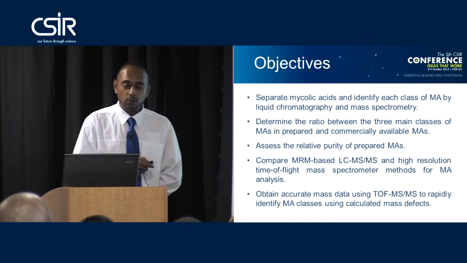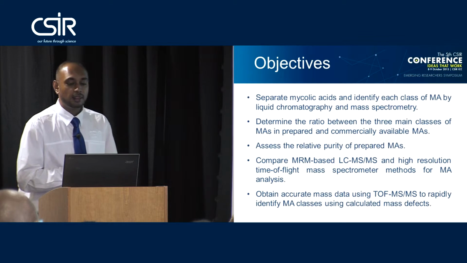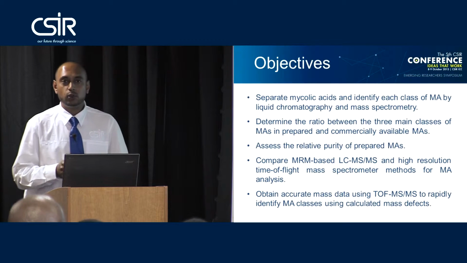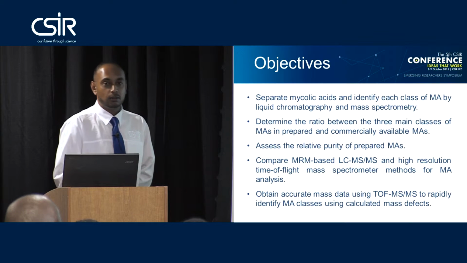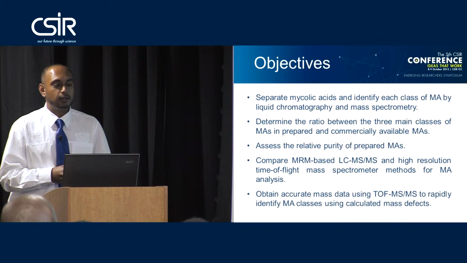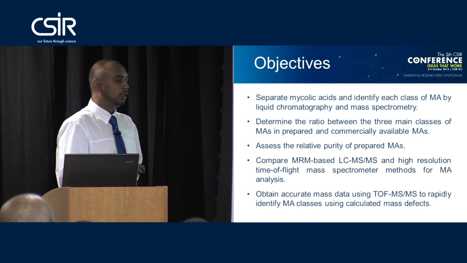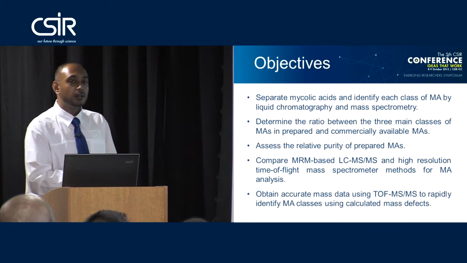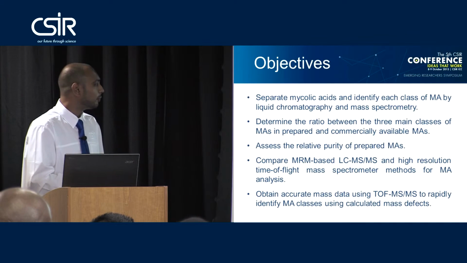Some of the objectives, and I won't run through all of them, but picking on some important ones, was to determine the ratio between the three main classes, the alpha, keto, and methoxy mycolic acids, and compare them between what is prepared in the laboratory, and this was done in collaboration with the Department of Biochemistry at University of Pretoria, and they prepared and isolated mycolic acids for particular downstream application that they have. We then also ordered commercially available mycolic acids, which is also a different species from the MTB H37Rv strain that was used in biochemistry. So the commercially available one is the Mycobacterium bovis strain.